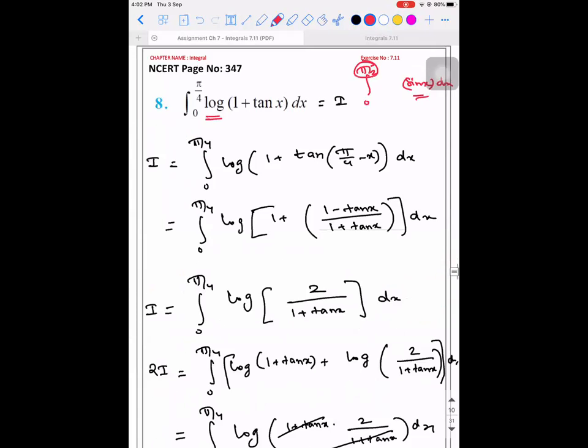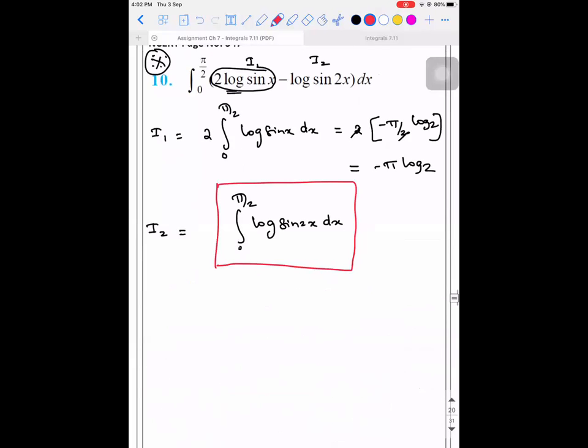I2 is also minus pi by 2 log 2. But what are they asking? It is I1 minus I2. I1 is minus pi log 2. I2 is minus pi by 2 log 2. What will be the answer? Minus pi by 2.